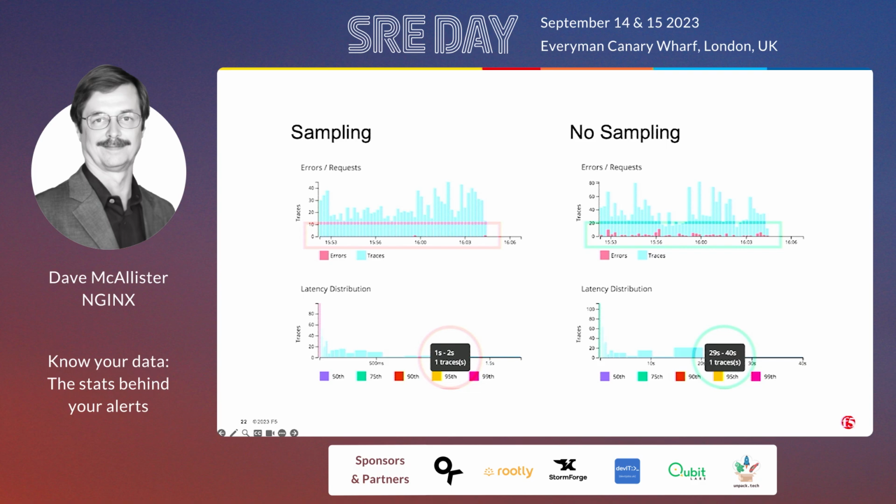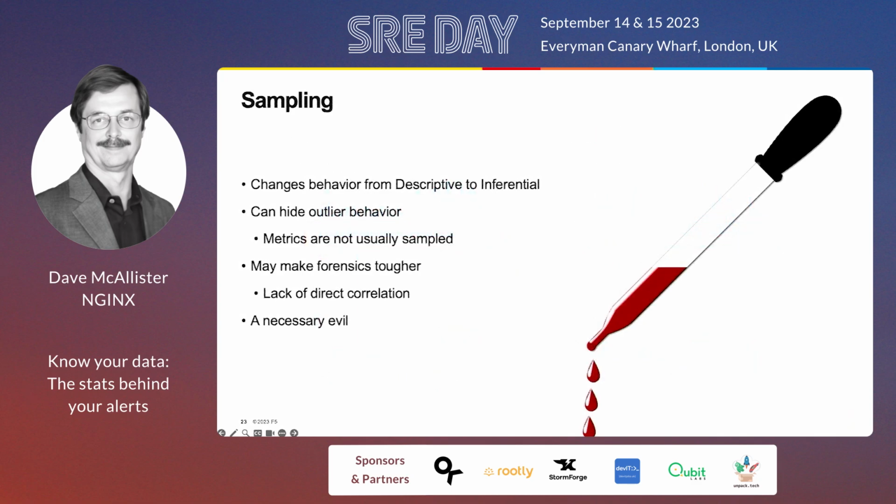But in head-based sampling, given this as my sample trace here, I've got all these different things, but when I sample it, I see that I've got a time at 1.2 seconds, and I have one little error that shows up. When I look at the entire descriptive data set here, I actually have lots of little errors showing up, and I have traces out here in the 29 to 40% range. And so this is where sampling can start giving you some real bad problems. It changes your behavior from descriptive to this inferential model, and it can hide outlier behavior.